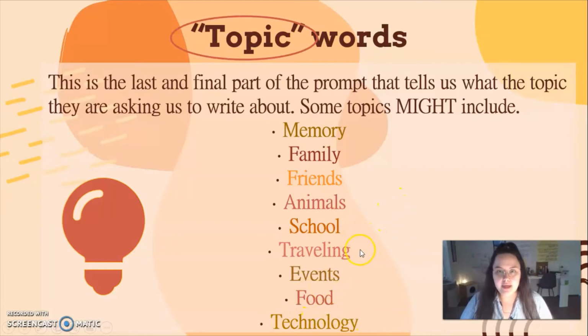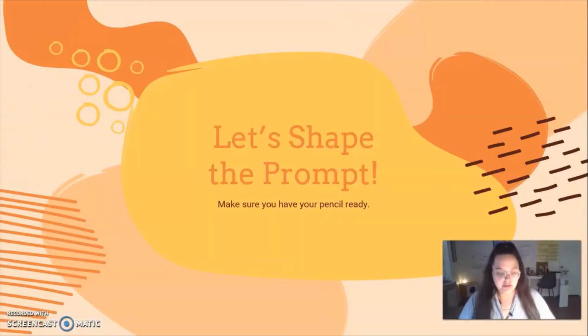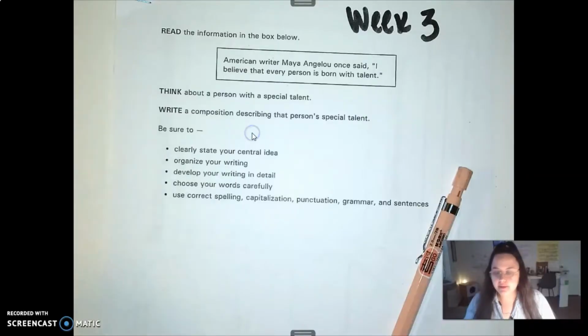We've also talked about traveling in the sense that the topic was write about somewhere you're looking forward to visiting. And that's why many of you talked about traveling to different countries. So we've definitely hit on some of these topics already. So these are just examples that show us that topics are going to be different every single time you see a new writing prompt. Okay, so let's go ahead and begin shaping the prompts.